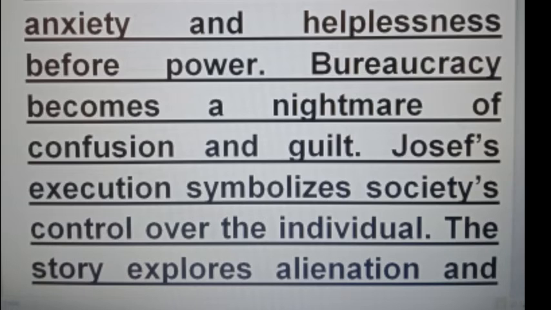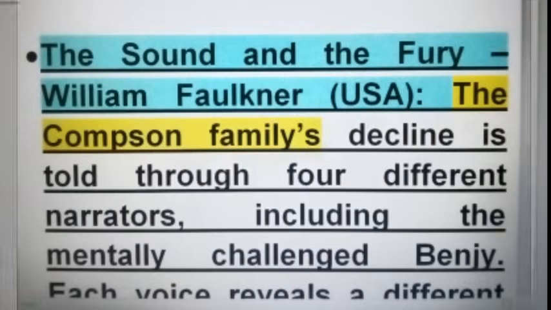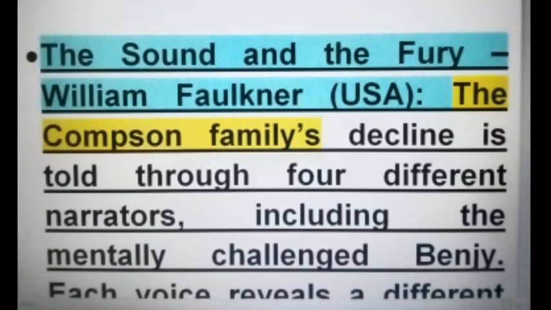Joseph K.'s execution symbolizes society's control over the individual. The story explores alienation and the loss of meaning. Kafka's surreal style predicts human existentialism. It remains a haunting vision of modern life's absurdity and fear.